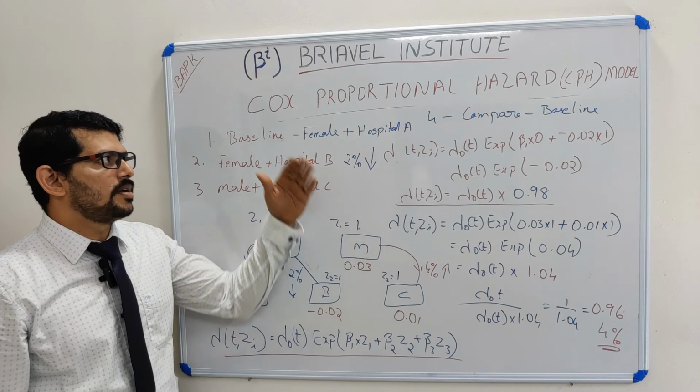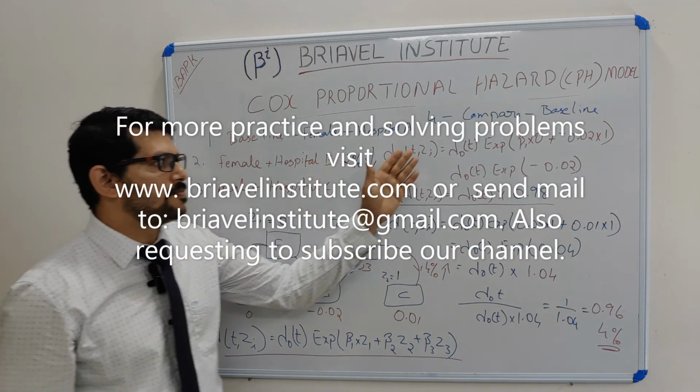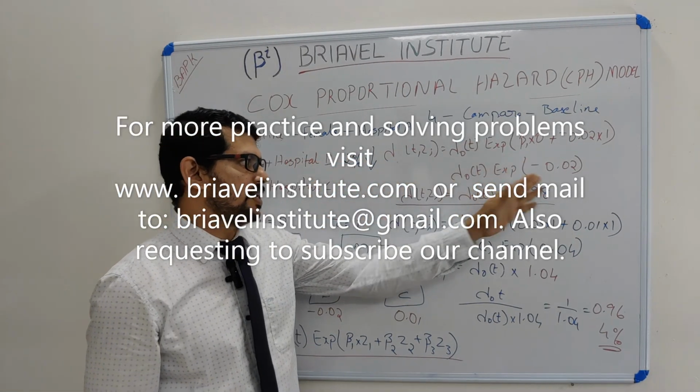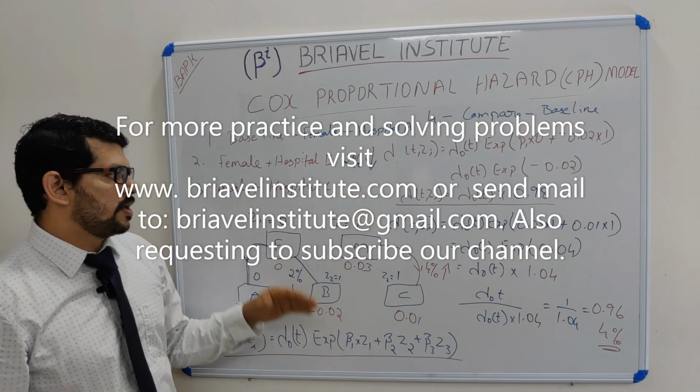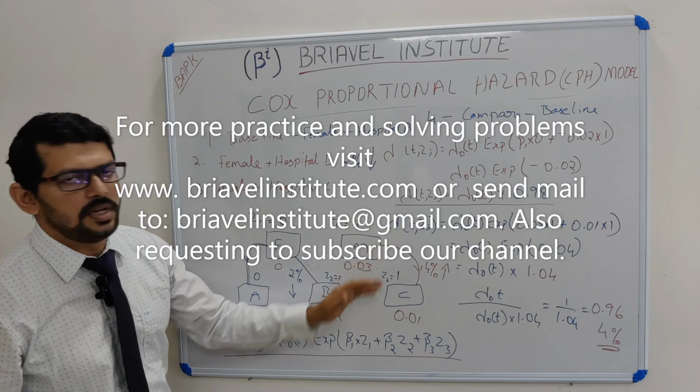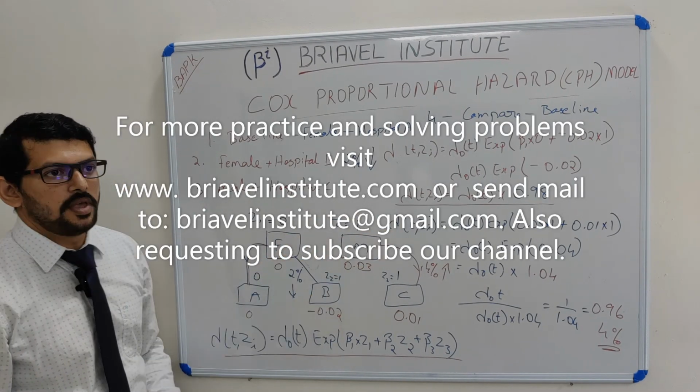So I feel you understood the Cox proportional hazards model, how to substitute the parameters beta i and zi, and how to compare different individuals, male or female or some other case that will be given.